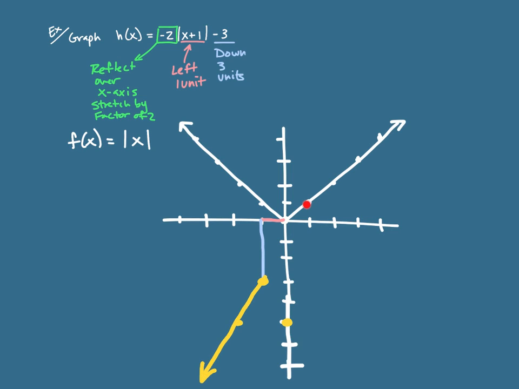And so our graph, as you can see, has been shifted to the left 1, down 3, and then reflected, so it's opening the other way, and then stretched by a factor of 2. Notice how we have a slope of 2 over 1 here, where this had a slope of 1 over 1. So that's the basic idea on transformations.